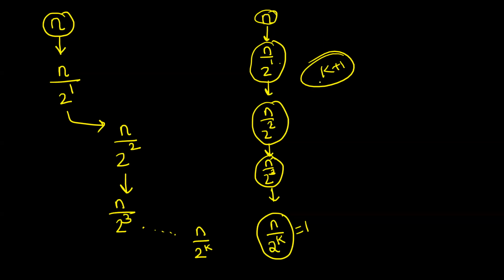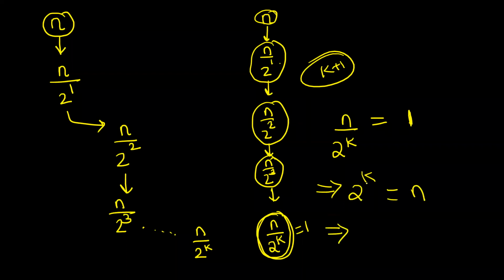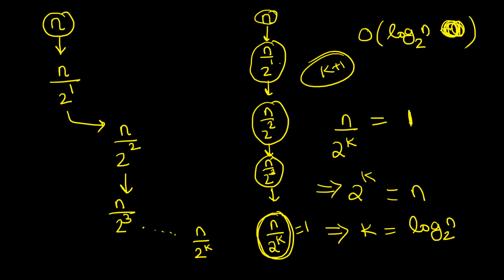So I just want to find k. So n by 2 raised to k, this is the last step. Here the value of I will be 1. So let us equate it to 1. And if I want to find the value of k, what will I do? 2 raised to k is equal to n. Just do a cross multiplication. And now take log on both sides. So k will be equal to log n to the base 2. So how many times is the loop running? K plus 1, that is log n plus 1. So what is the time complexity? Big O of log n to the base 2 plus 1. I can ignore this constant, and it is big O of log n to the base 2.